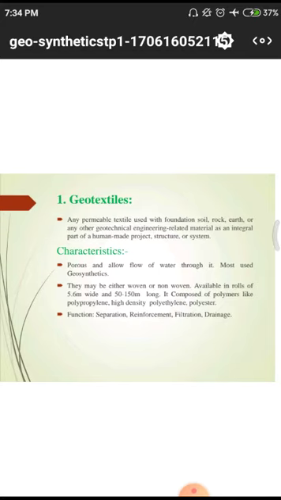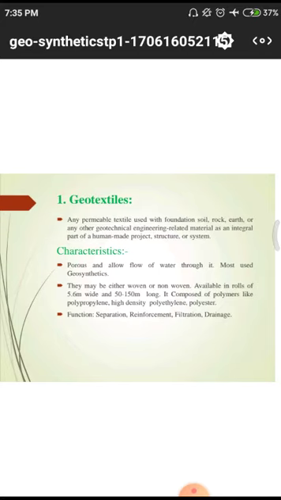Available in rolls of 5 to 5.6 meters wide and 50 to 150 meters long. That means they are giving the length and breadth. 5.6 meters is normally the width criterion, and 50 to 150 meters is the length, ranging from a minimum of 50 to a maximum of 150 meters long, and it is composed of different polymers.